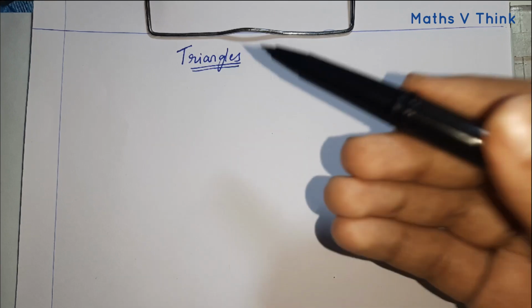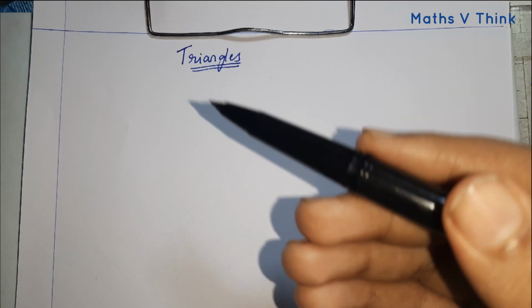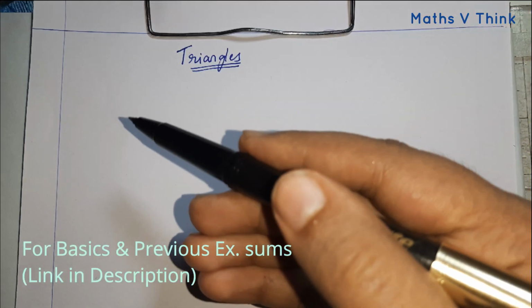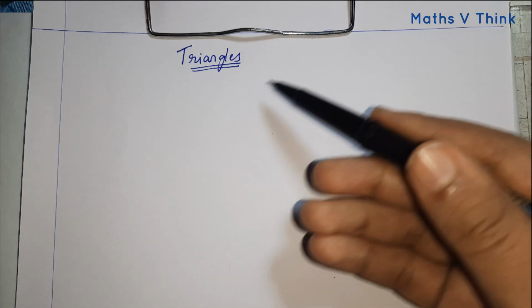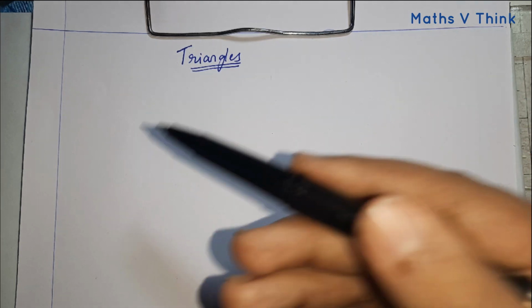Today we'll be doing the remaining sums of exercise 6.2, whose sums are based on the previous video. You can get the link from the description, and also we'll discuss the weightage of this chapter. So let's start.